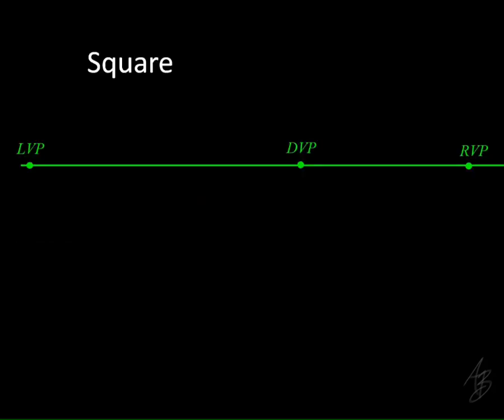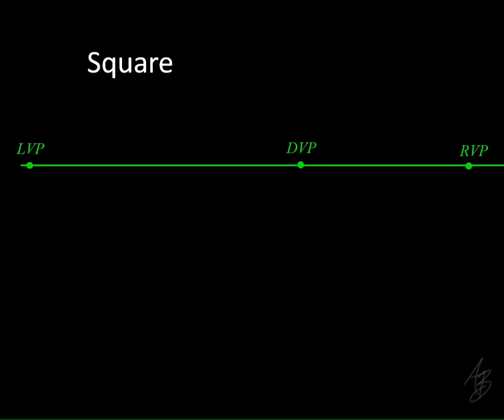Now, this diagonal vanishing point is important because we know that the diagonals of what kind of shapes are going to go to this vanishing point? Squares. Not rectangles, but squares. And that's going to be useful to us. It's going to allow us to construct squares accurately in two-point perspective. All right, so let's go ahead and do that.